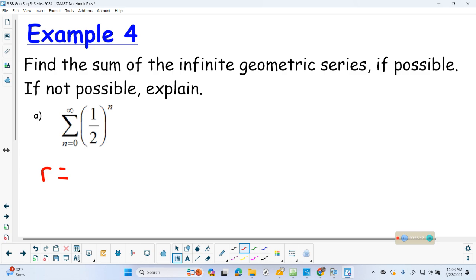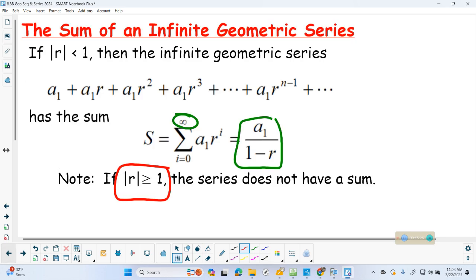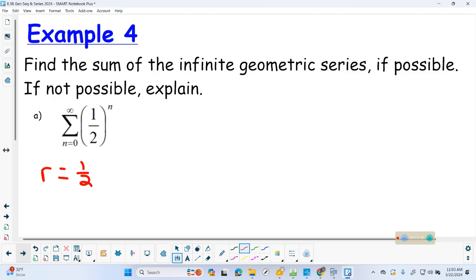So figure out for me, yeah, flip the page. What's r? 1/2. So I'm just going to mentally check this. Is the absolute value of that greater than or equal to 1? No. So we're good. We can do the sum. Okay. So I'm going to use the formula.